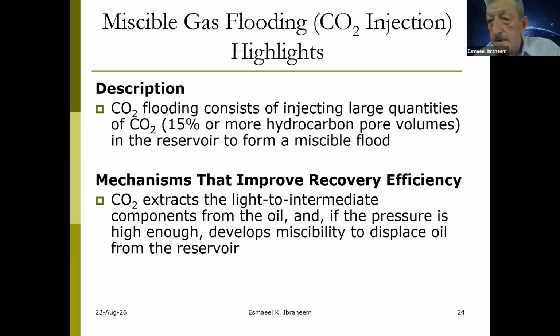Excuse me, gentlemen, because I have to have water for my throat because I have a sore throat today. Thank you.